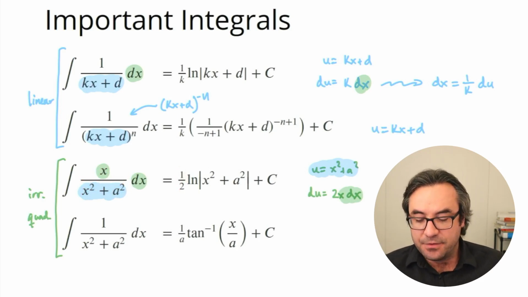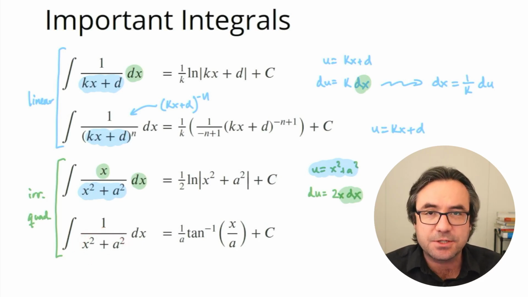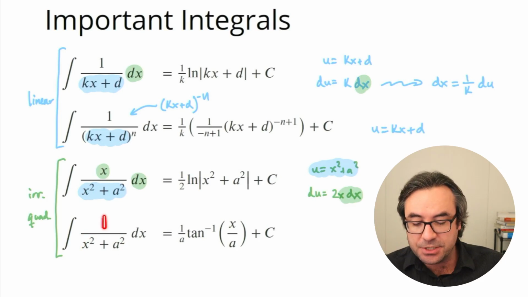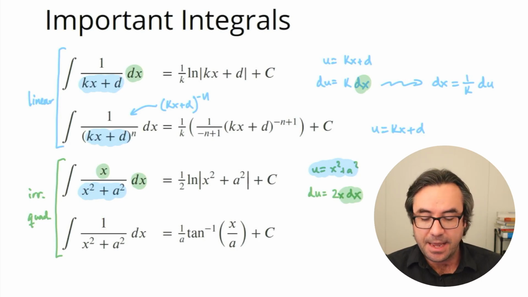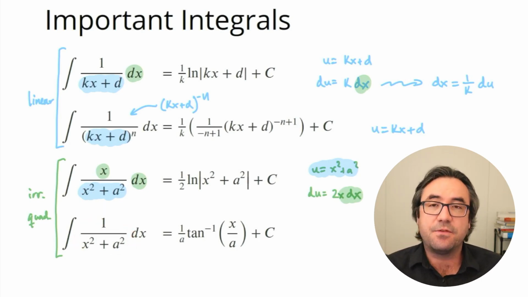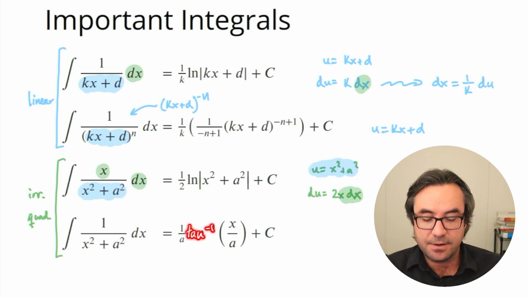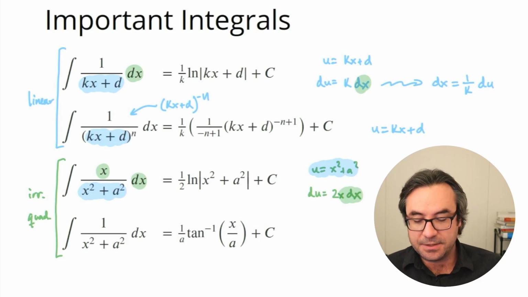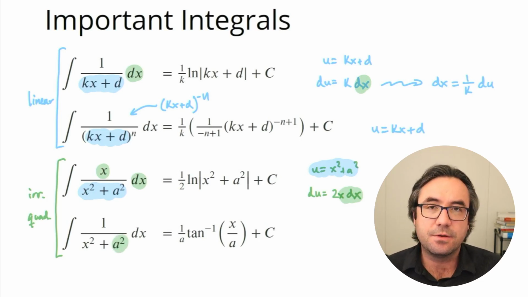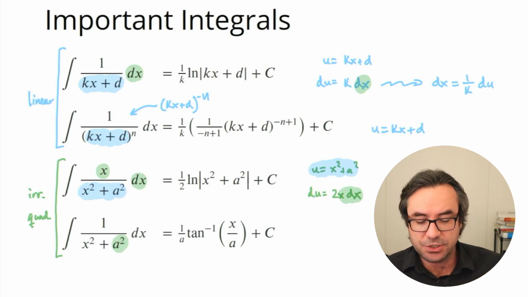Now, if we have the same type of irreducible quadratic, x squared plus a squared in the denominator, but just a constant in the numerator, so not an x, then this integrates very differently. The antiderivative of something like this involves arctan, or inverse tan. So this is inverse tan of x over a, with a 1 over a in front. Basically, the way you can figure out the a value here is whatever number you have in your denominator that's part of this specific form of the irreducible quadratic, you just take the square root of it.